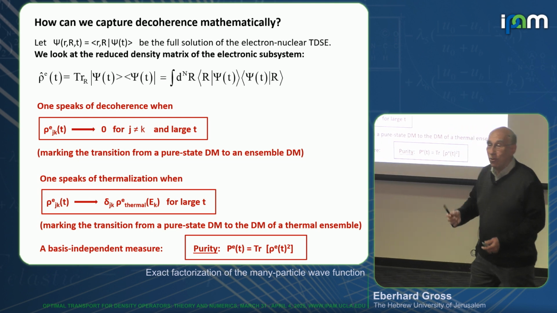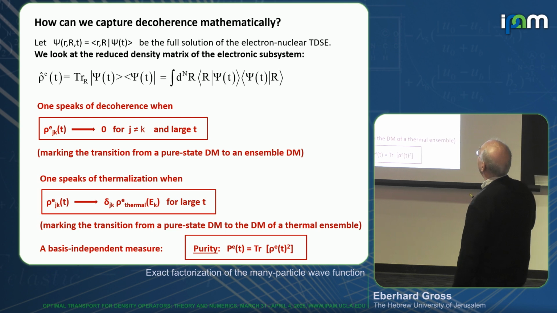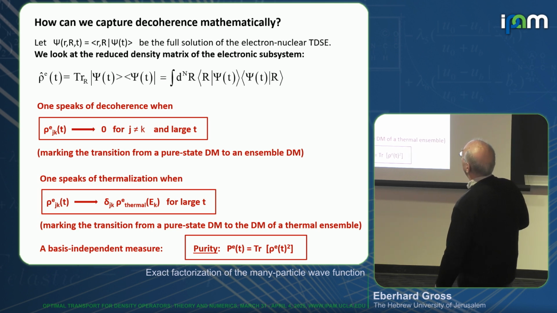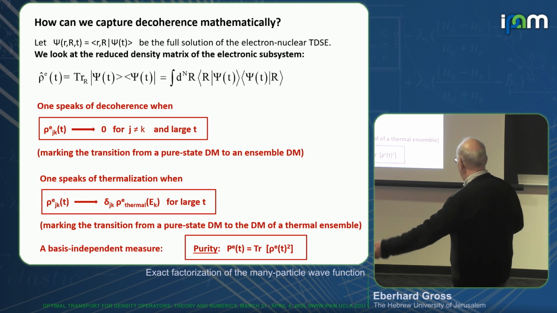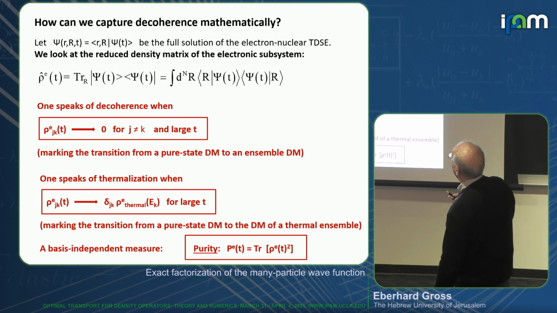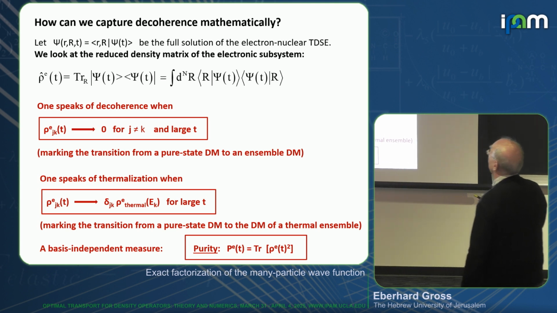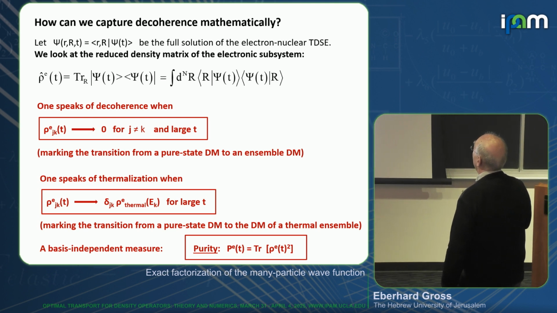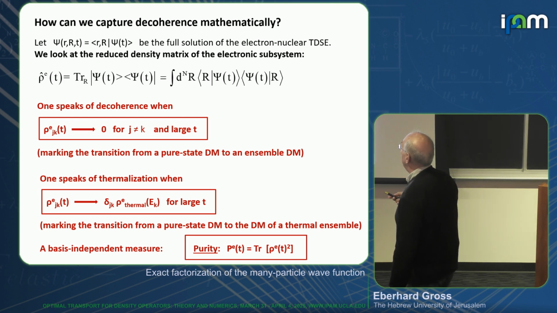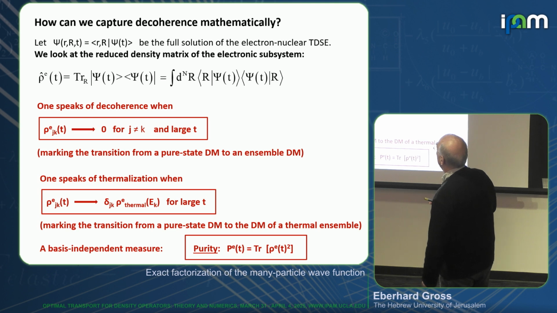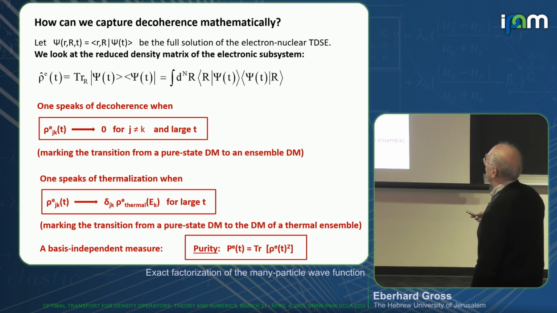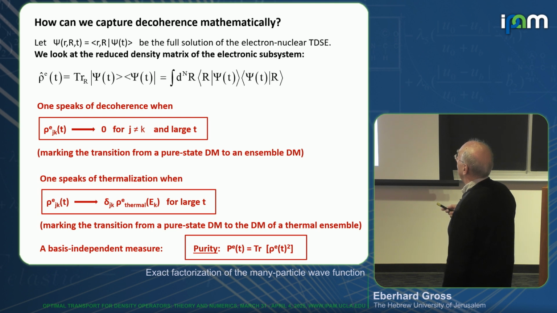Right? So decoherence is what? If you take, and it's again for this case of electrons and nuclei, but you can do it for electronic and nuclear spins, you can do it for anything. We first of all look at the electronic reduced density matrix of the electronic subsystem. So we trace out the nuclear coordinates, as written here. And then one speaks of decoherence when the off-diagonal elements, for large time, go to zero. Off-diagonal elements of this object. So this is a basis-dependent measure of decoherence.